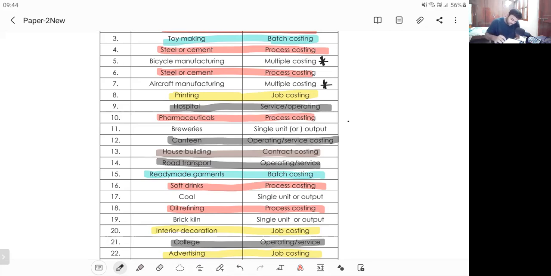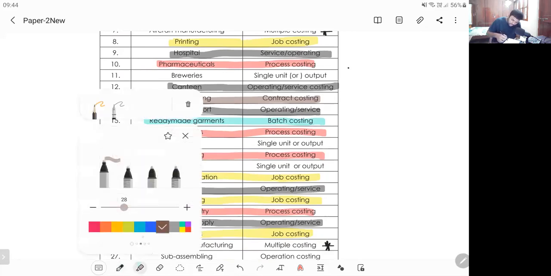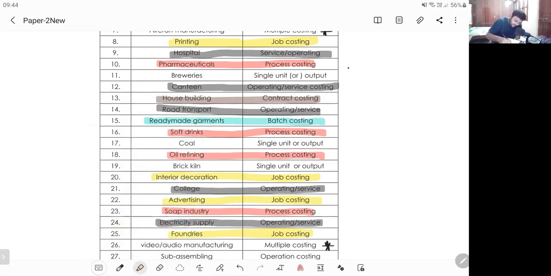Next, in the second case, we have single or output costing. What do you mean by single or output costing? Single or output costing means if the cost is calculated per output, we use single or output costing, like in case of breweries, in case of coal, in case of bricks.